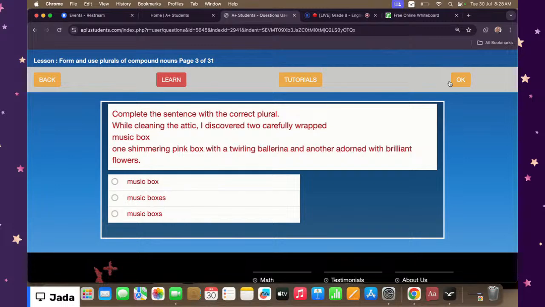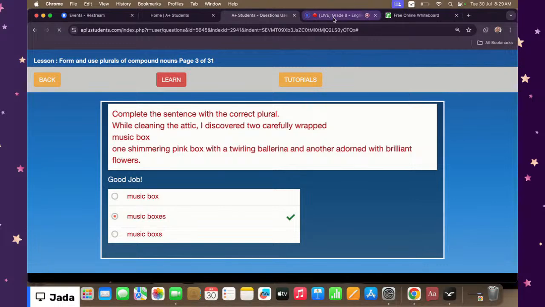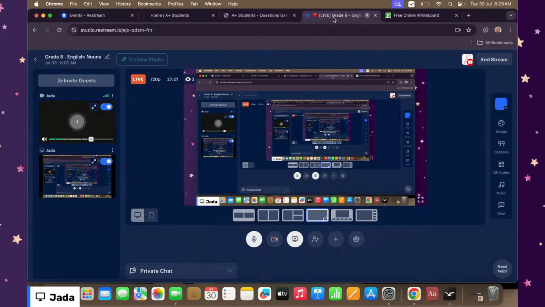While cleaning the attic, I discovered two carefully wrapped music boxes. One shimmering pink box with a twirling ballerina and the other adorned with brilliant flowers. Two. Okay, so she discovered two. So boxes, it ends with X. So we put ES. Boxes. All right, so you have to try to make sure you complete this test. If you have any questions, you can always ask me. This is just a review. So if you have questions, just feel free to ask me.